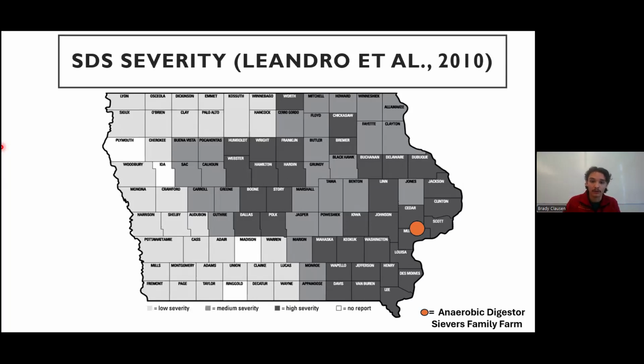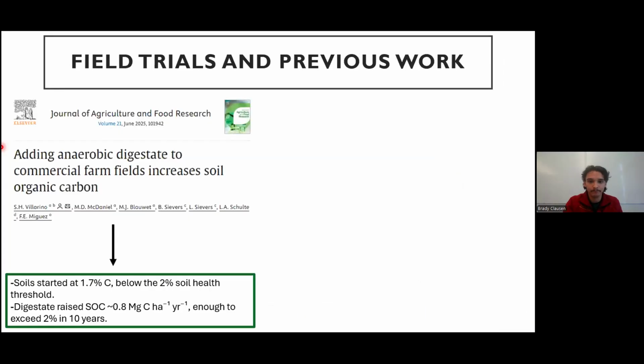We think a lot of our research will have implications that can be directly impactful to the farmer, Mr. Sievers, of course, down in Southeast Iowa. I'm just going to take a minute here to start to set the foundation for our work, and the two publications that really started to raise these questions for us.